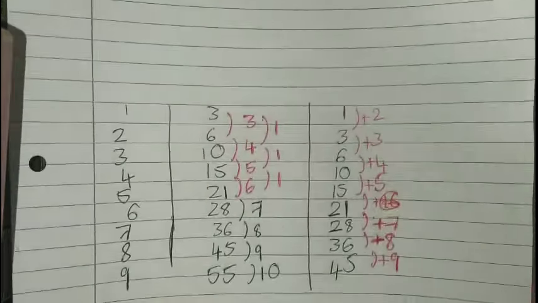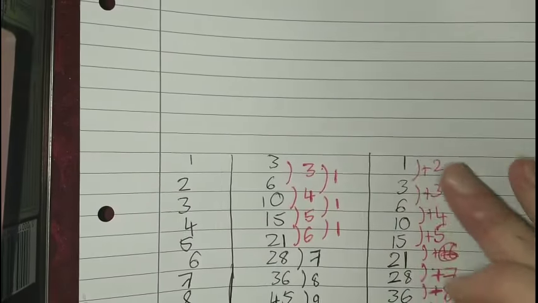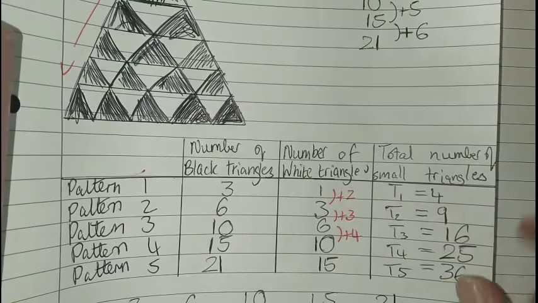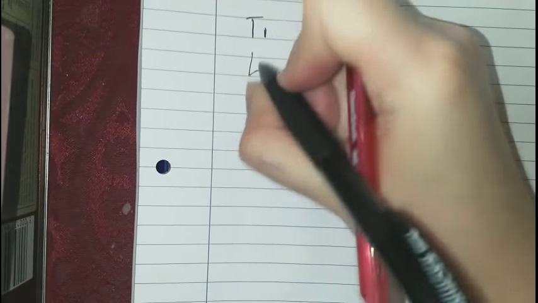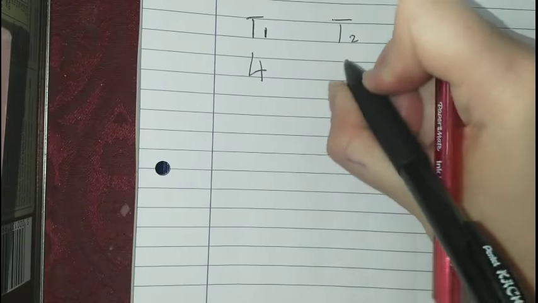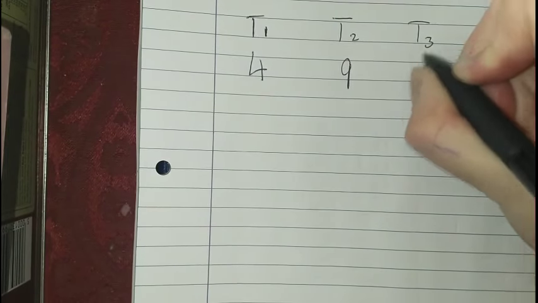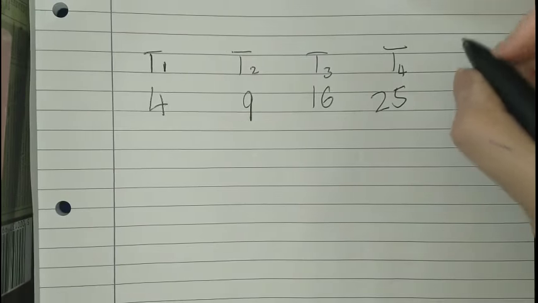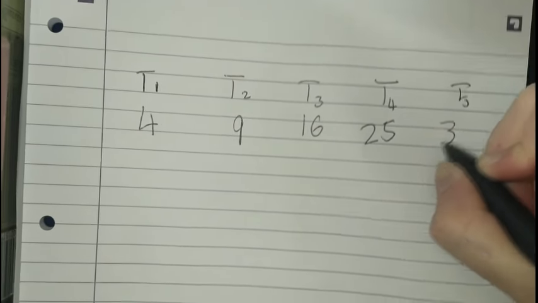So they were asking us to write an expression in n. We're going to have to look at the total number of triangles. In pattern number 1 we have 4. In pattern number 2 we have 9. In pattern number 3 we have 16. Then in pattern number 4 we have 25. In pattern number 5 we have 36.